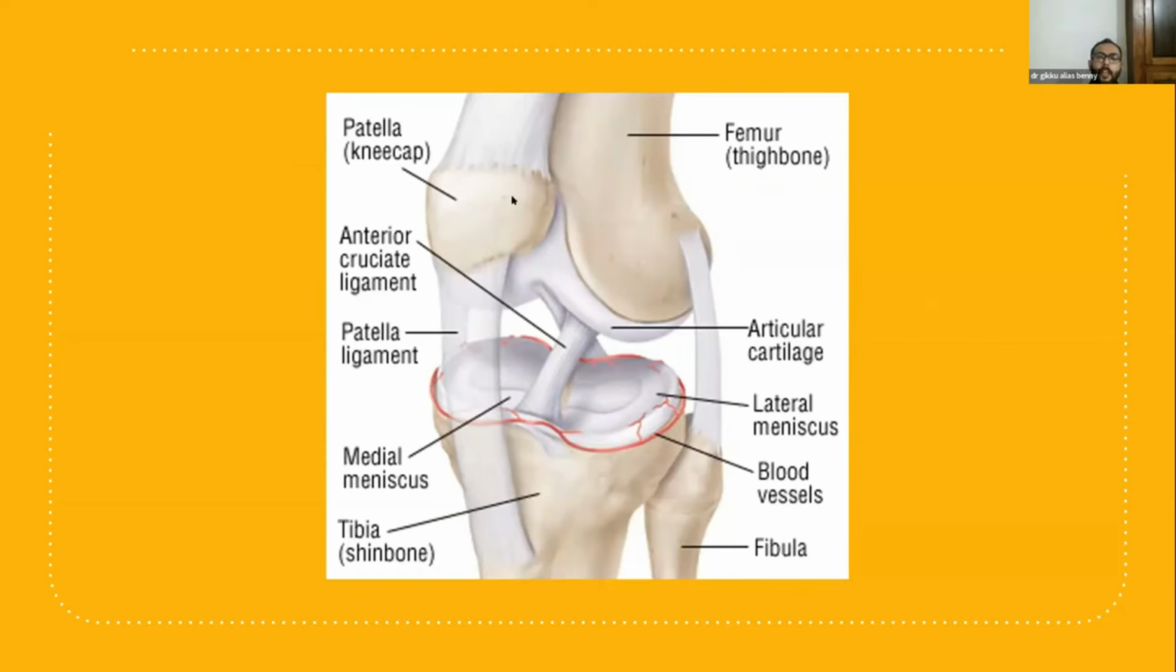In a congenital condition called congenital bipartite patella, if we take an X-ray, we misdiagnose it as a fracture. So in that condition, we can take the X-ray of the other knee joint also to check whether it's congenital or not. In this picture, please note these structures.